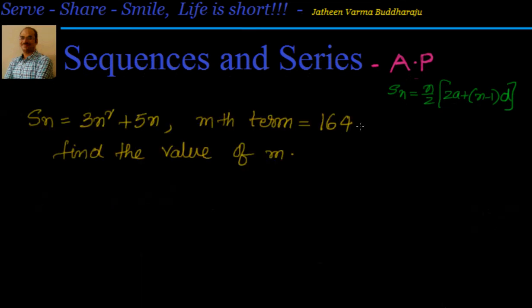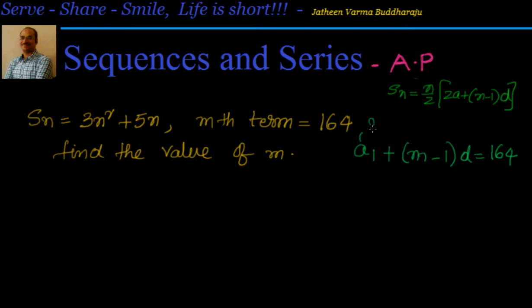We'll solve one more problem. Let us do one more problem. We have been given an arithmetic progression in which sum to n terms is given by 3n square plus 5n. The mth term is given as 164. We have to find out the value of m. The mth term is 164. Now, if I want to find the mth term, my formula will be, if a1 is the first term, a1 plus m minus 1 into d equal to 164. Based on that, I should be able to get my m value.